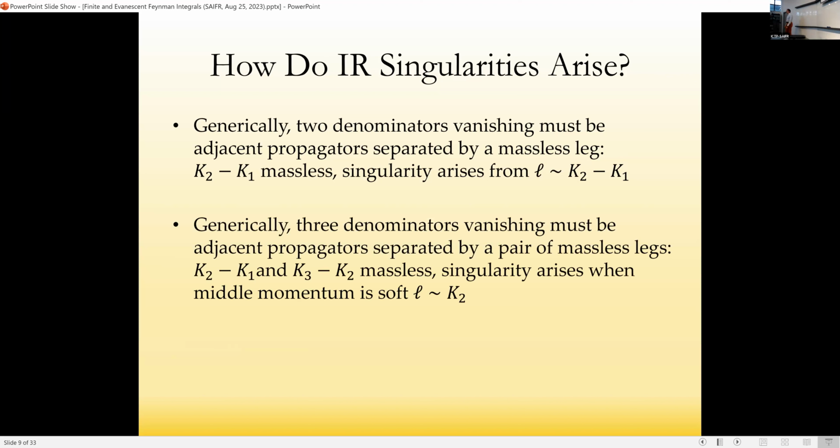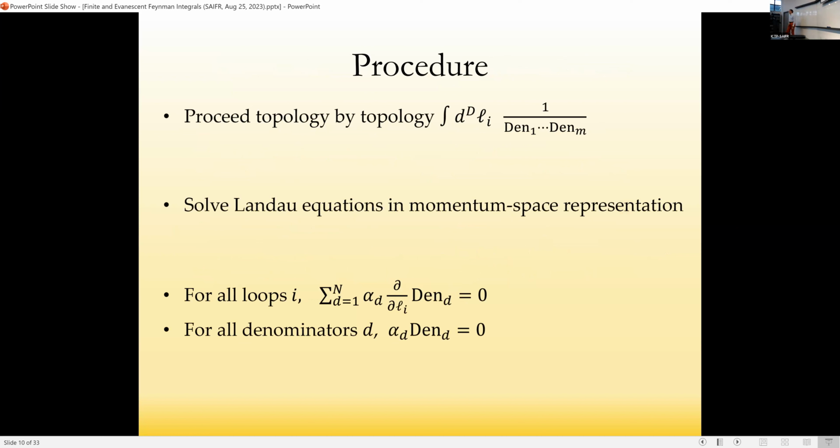And generically, the way you get three denominators to vanish is they have to be three adjacent propagators, and each of the pairs is separated by a massless vector. And the singularity arises when the middle momentum is then soft. So in the notation of the previous slide, when the loop momentum here is roughly around K2. So it's K2 plus some small quantum. And again, we want to understand how this arises.